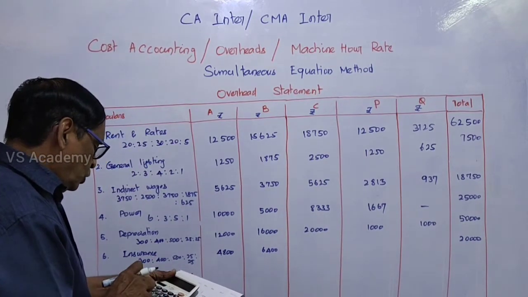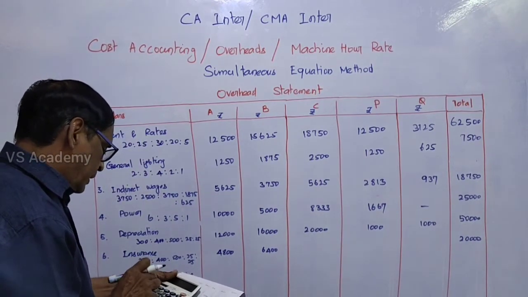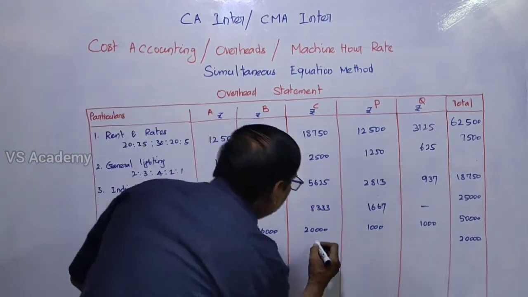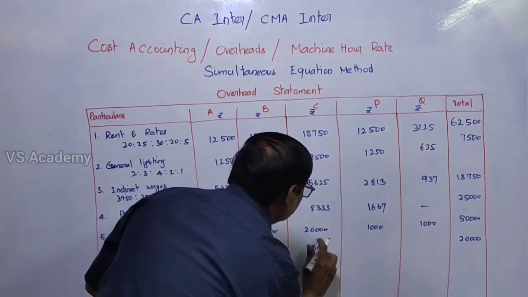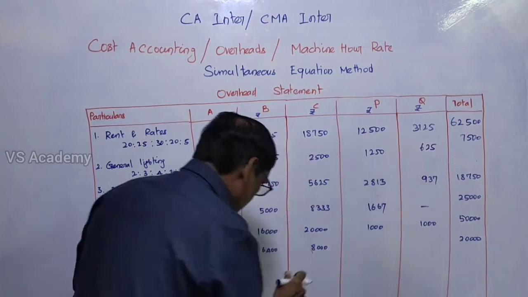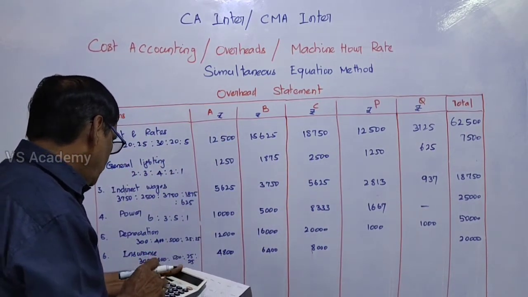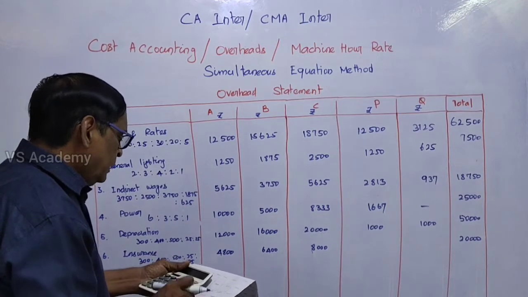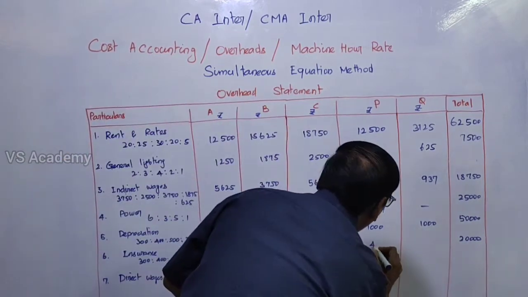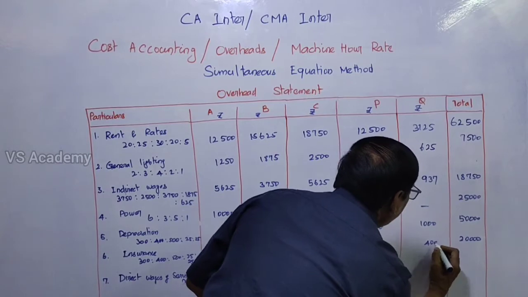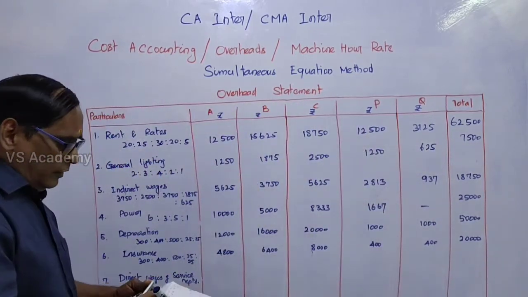20,000 divided by 1,250 into 500, the amount will be 8,000. And then 20,000 divided by 1,250 into 25, the amount will be 400. Here also 400 because the share is only 25.